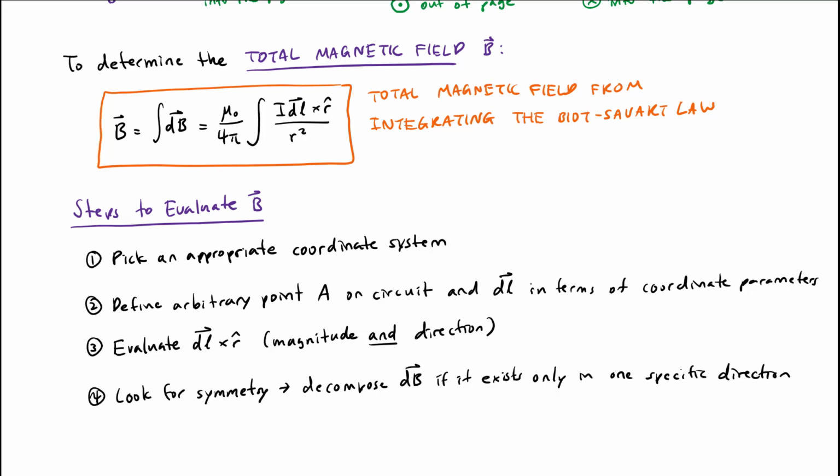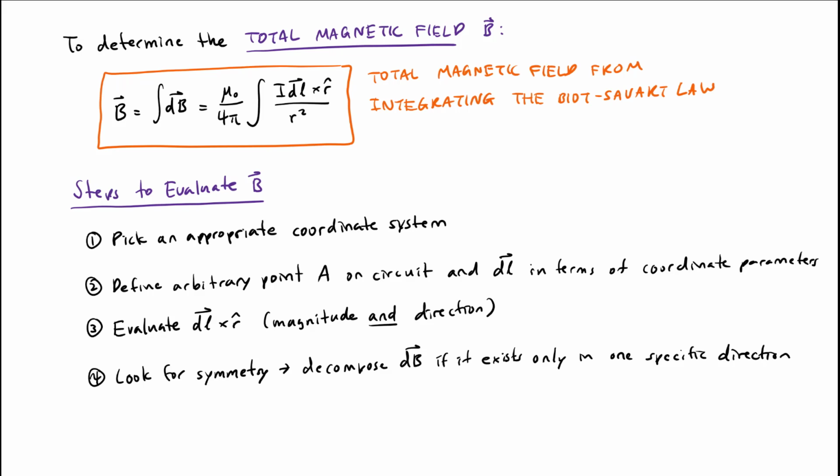So here we're doing the exact same thing. We're going to decompose our differential magnetic field element dB, and if it only exists in the x direction, for example, then that means our dB is equal to dBx, and so that simplifies our work quite a bit. And of course, once you solve for dB, you'll be able to integrate to find your total magnetic field.